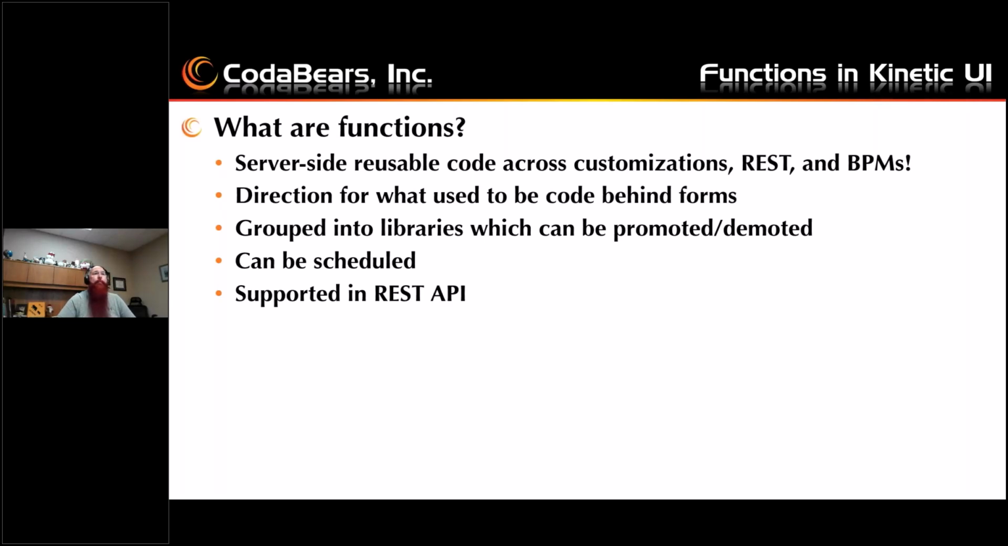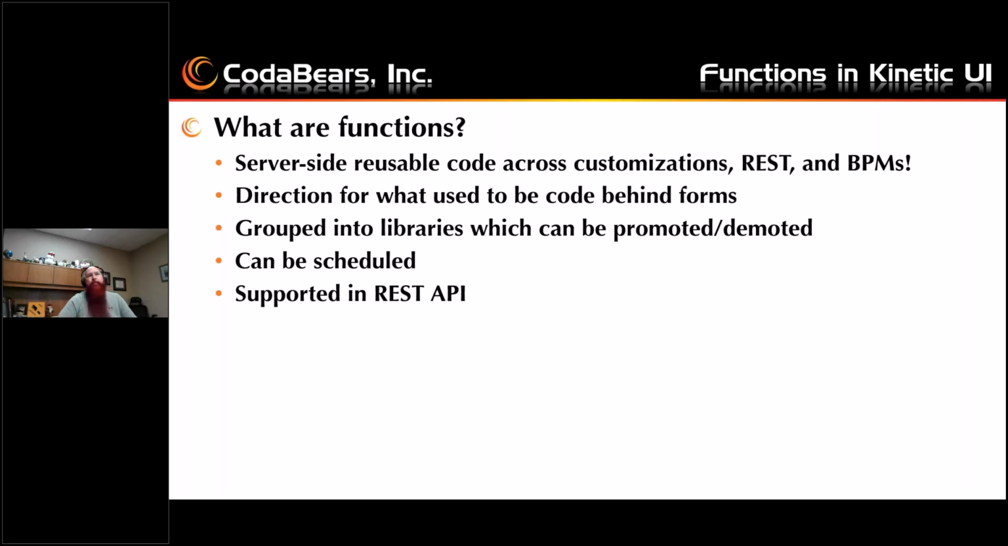Now, functions are grouped into libraries. Your library is kind of your unit of work. You can have multiple functions inside of a library, and then you say that library is in production or it's not in production. If it's in production, then screen customizations can get to it. If it's not in production, you can still get to it via the REST API to do testing. And I believe it has to be promoted as well for your BPMs to access it, but you can still test your functions even though they're not promoted. So this lets you have a staging area, so to speak.